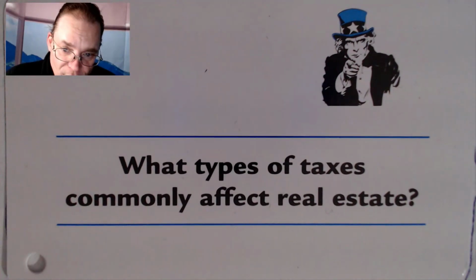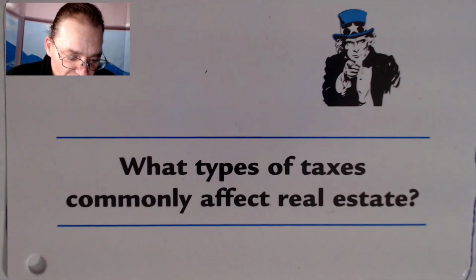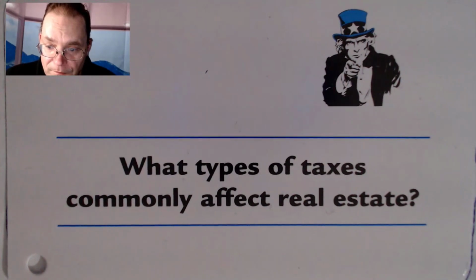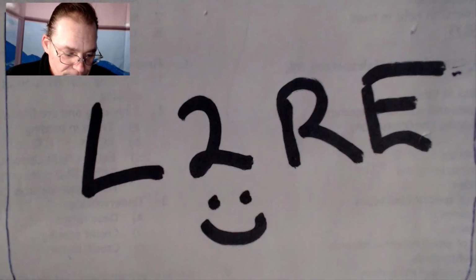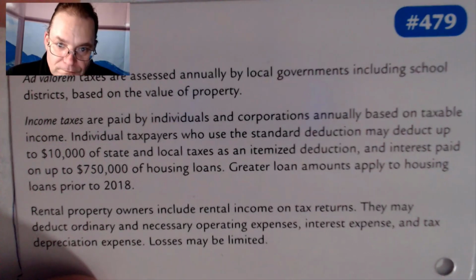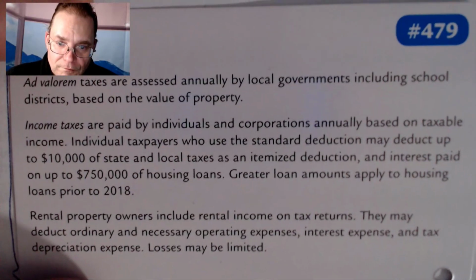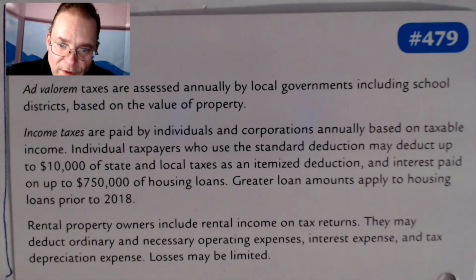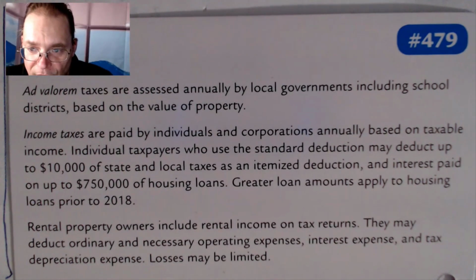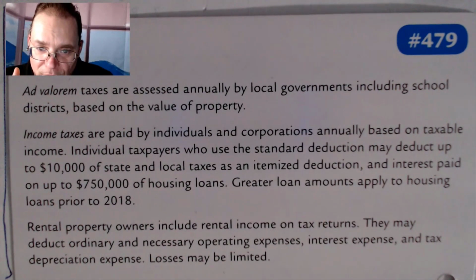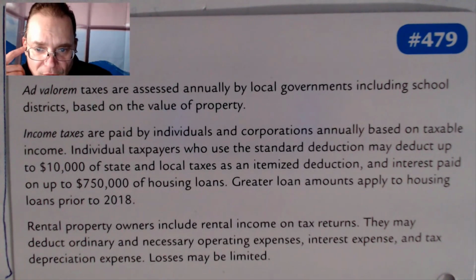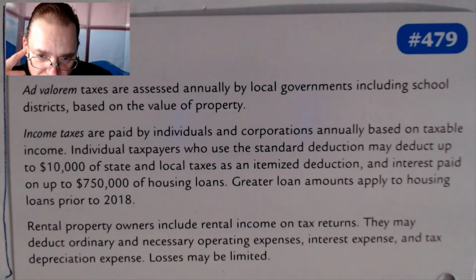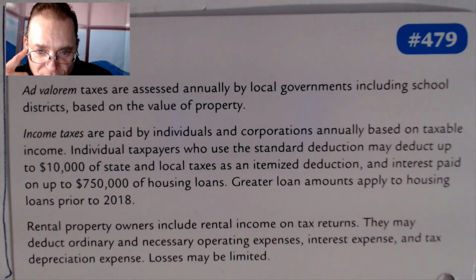So, first card on the board is what types of taxes commonly affect real estate. Ad valorem are taxes that are assessed annually by local governments, including school districts, based on the value of the property. Income taxes are paid by individuals and corporations annually based on taxable income.